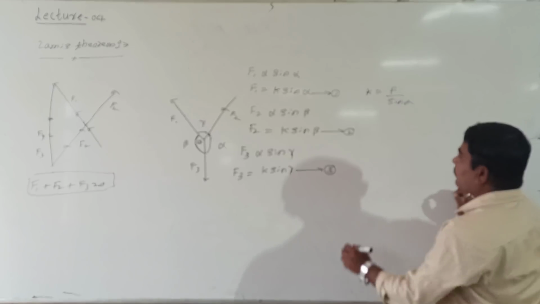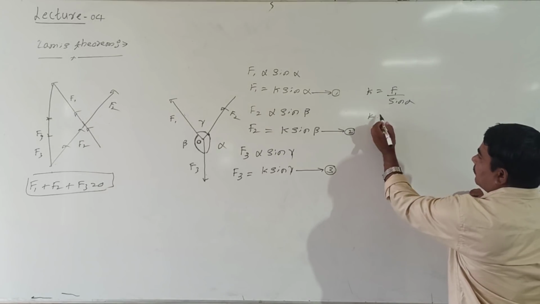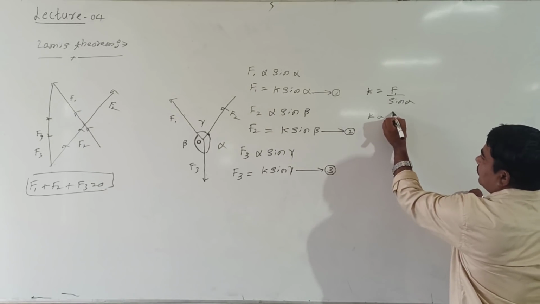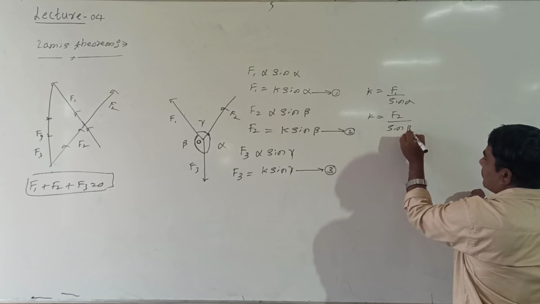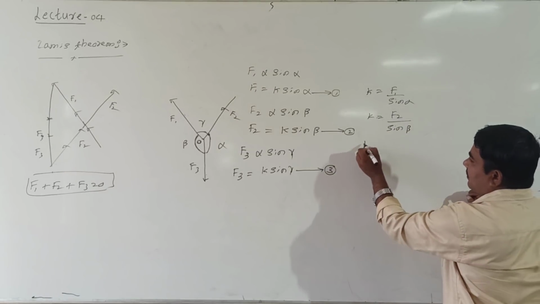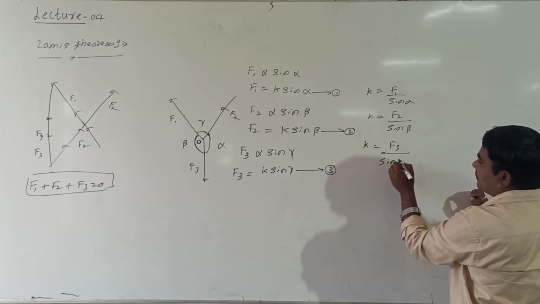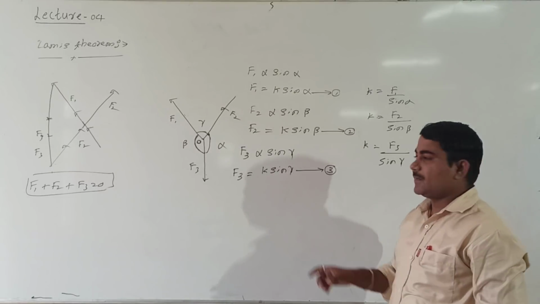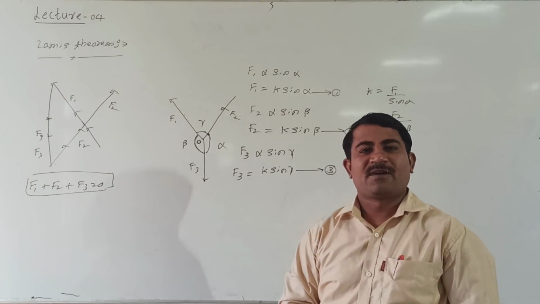From equation 1, k is equal to f1 divided by sin alpha. From equation 2, k is equal to f2 divided by sin beta. Right? From equation 3, k is equal to f3 divided by sin gamma. All are constants. Right?